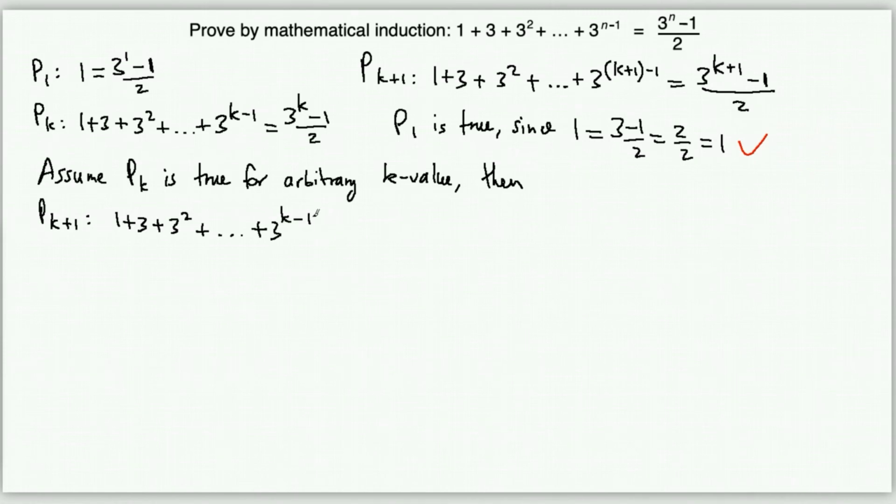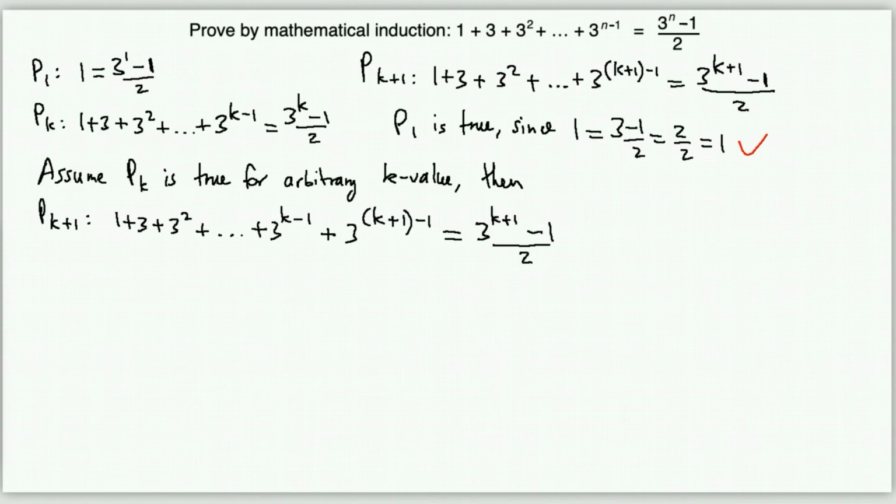But we have to have the next term as well, right? Because Pk plus 1 has this term as the last term. That means this term is the one before last in this case for the Pk plus 1. So we have to add this term to make it look like the last term on the left side. And on the right side, we're just going to copy this over. So 3 to the k plus 1, again power, this is not a power, minus 1 divided by 2.